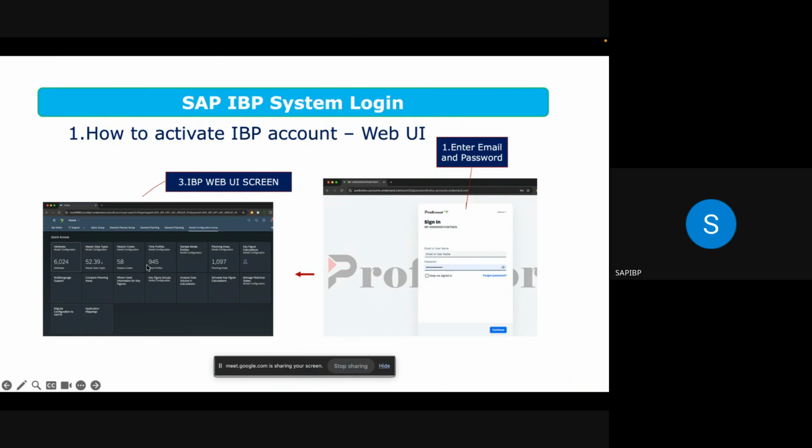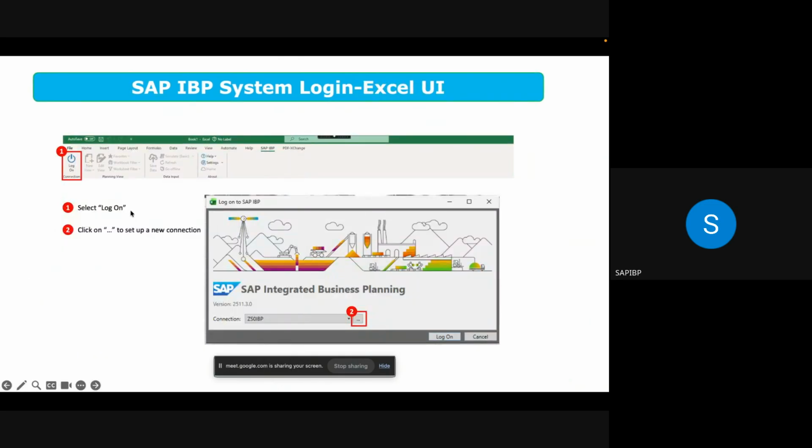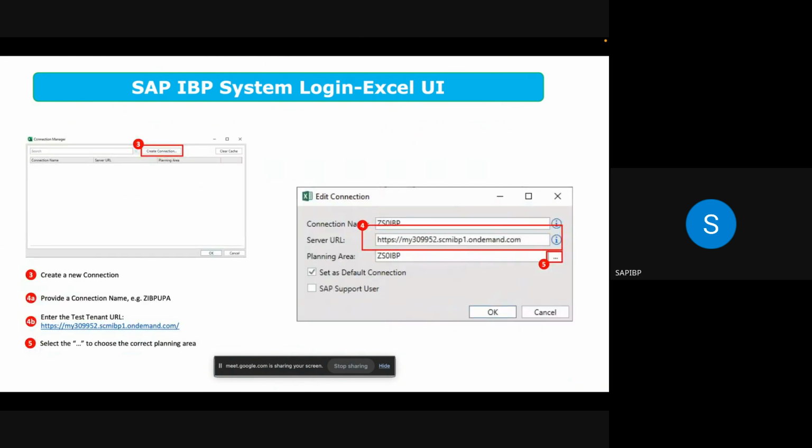Okay, same IBP. If you want to access via Excel, you need to create a connection. So here, after installation of the Excel add-in, you will get the IBP ribbon button in Excel. If you click on that, this is a screen where you can set up the connection, and through that you can access your IBP. So these are some of the steps for how you can connect your IBP via Excel UI. Whatever the WI link is, you can provide that here, and you can provide the connection name, and you need to provide your planning model.